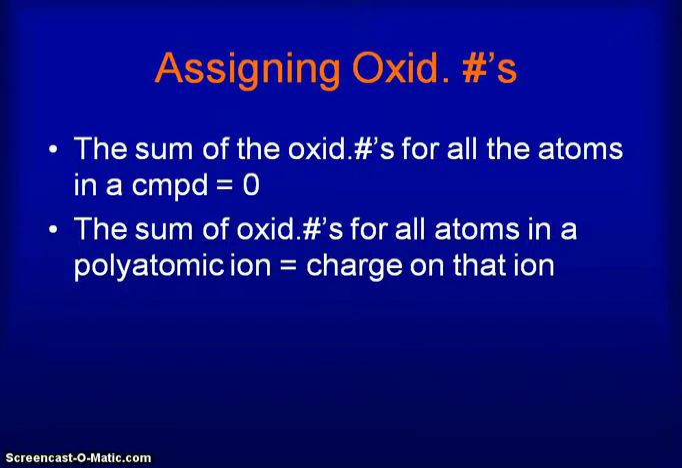One is that the sum of the oxidation numbers for all the atoms in a compound must equal 0. And the second is that the sum of the oxidation numbers for atoms in a polyatomic ion must equal the charge on that particular ion. So if it's the ammonium ion, it needs to equal +1. If it's the phosphate ion, it needs to equal -3, whatever the charge is on that particular ion.